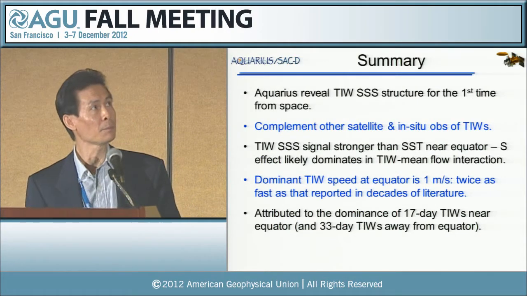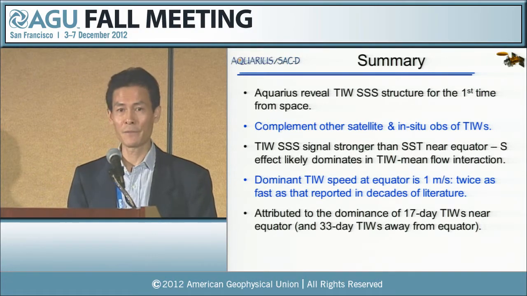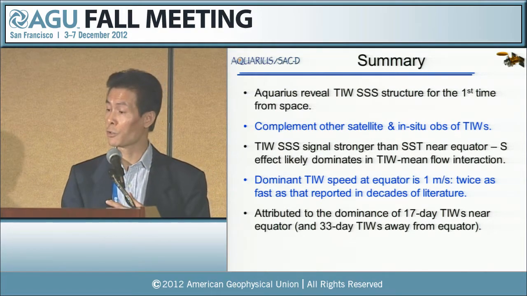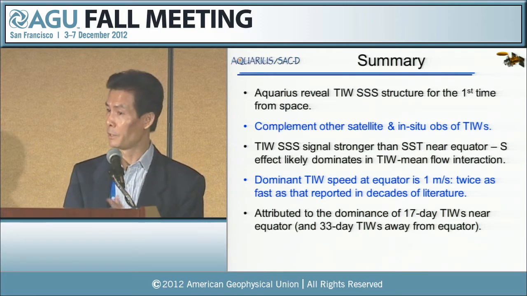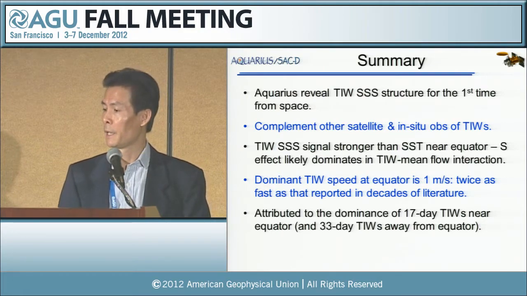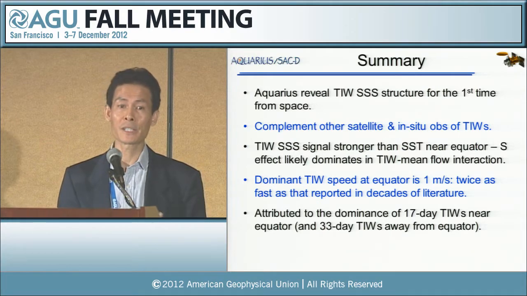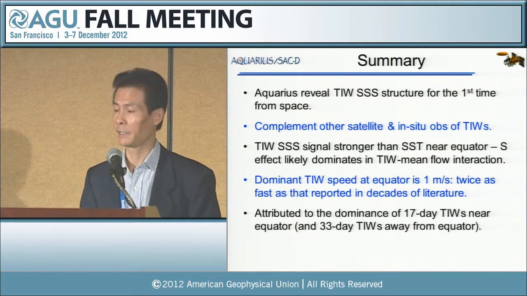So to sum up, Aquarius revealed the TIW salinity structure for the first time from space, and in fact a large-scale propagation pattern. This is the first observation from any observing system at all. Mooring data were able to show the period, but have not been able to show these large-scale propagation patterns. The Aquarius observation therefore complements other satellite observations, SST and altimeter data, as well as in situ data in studying the TIWs.